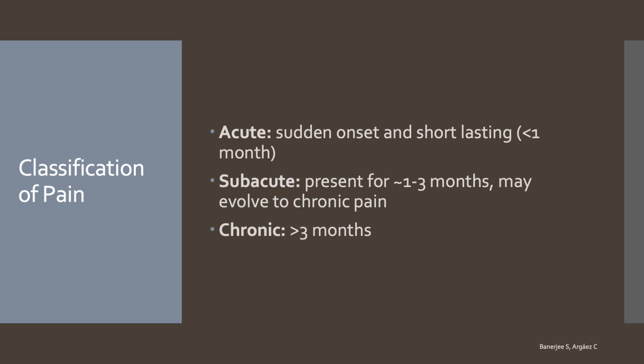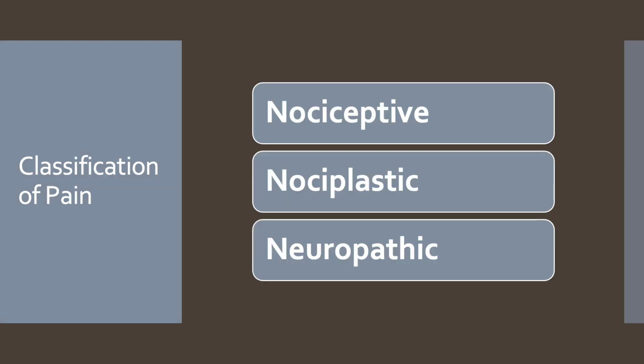Next, I wanted to discuss a few different classifications of pain. This slide here talks about acute pain, subacute pain, and chronic pain. So those are a few different ways to classify pain. A few other ways to classify pain, which we will discuss more in depth in the coming slides, are nociceptive pain, nociplastic pain, and neuropathic pain.